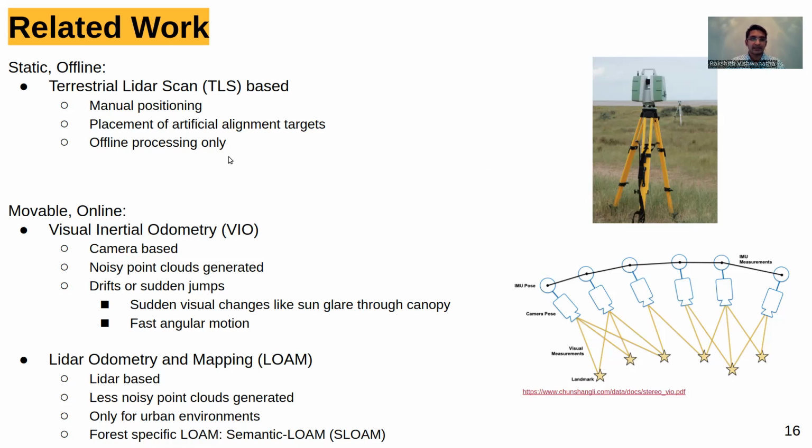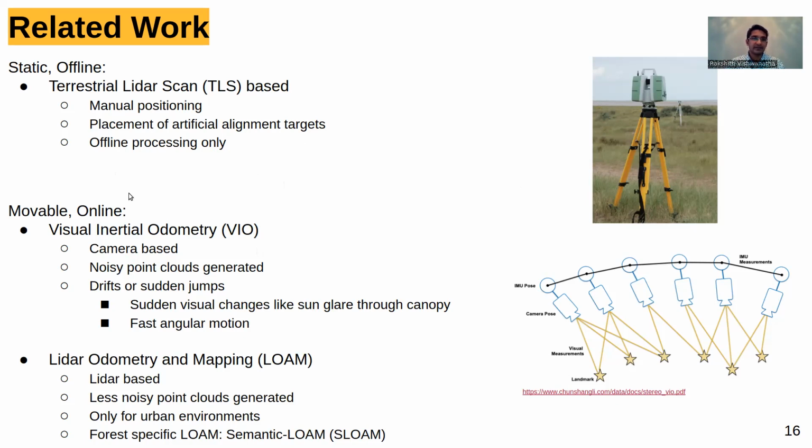Sometimes it also involves the placement of artificial alignment targets, like cubes or special shapes, which you place close to the object that you're trying to scan. Once you collect all of these scans, you go back to the lab or upload them to a server where all the data is processed offline. And offline, all these scans are aligned so that you can finally get one integrated point cloud.